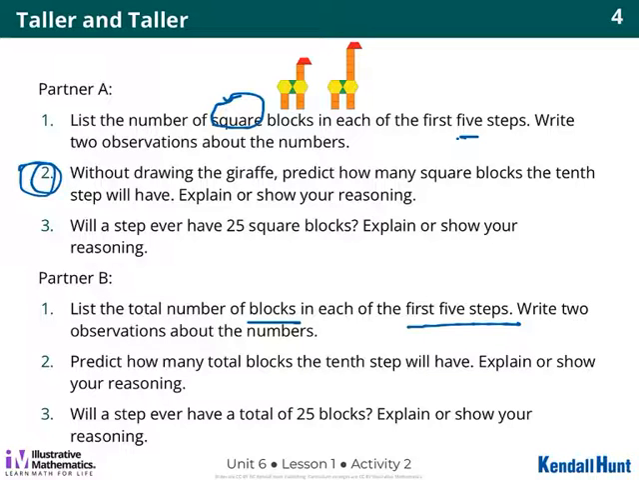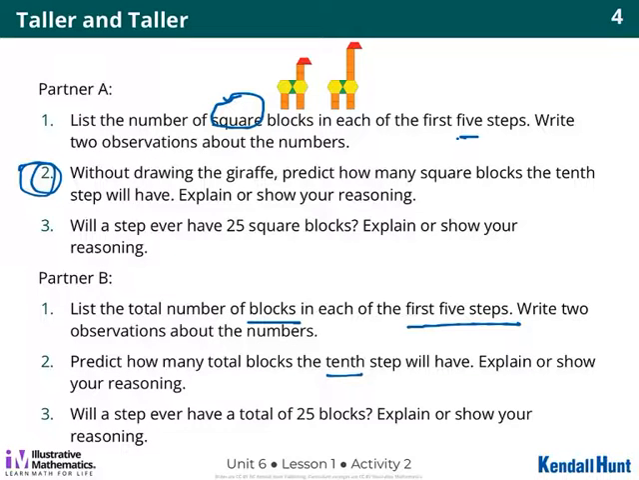Do you think that's important? Can you guys underline that real quick? So partner A is focusing on the square blocks. Partner B is focusing on the total. You're going to predict how many total blocks the 10th step will have.